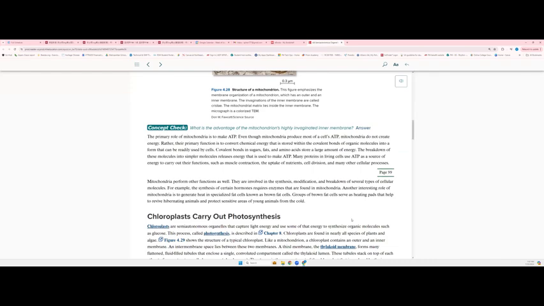Another example of other functions of mitochondria is that in some specialized fat cells, like brown fat cells, mitochondria can generate heat. Those brown fat cells can work as a heating pad. With the heat generated by brown fat cells, they can help protect animals from the cold environment.